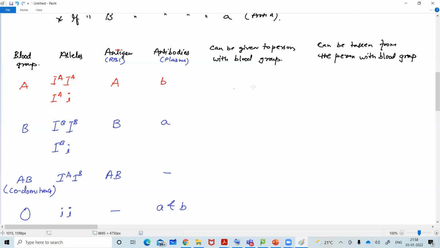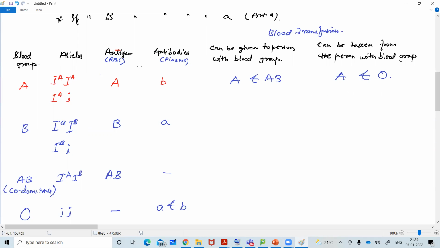Now, if you talk about the blood transfusion, so this is your blood transfusion, right? So A blood group can give to A and AB, and who can give blood to A? A can give and O can give. B blood group and AB blood group cannot give blood to the A person due to the difference in the antibodies. Now let's think. If suppose AB blood group is given to A blood group, right?